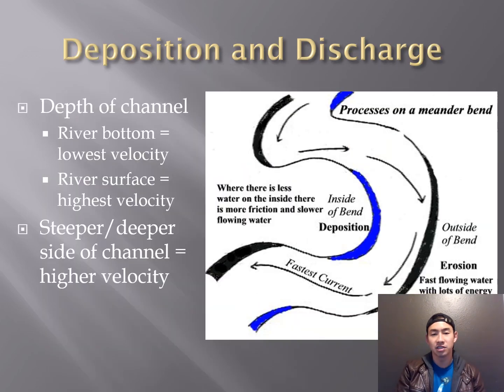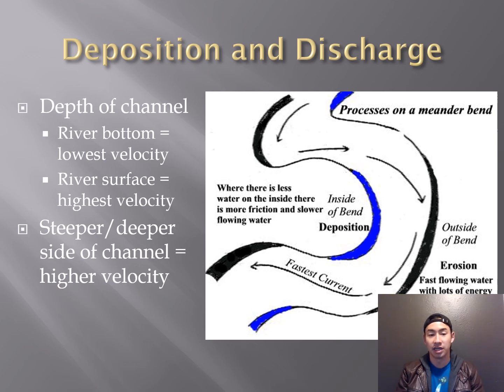Okay, so deposition and discharge of the river. In the figure here, we have a meandering river, and on the black portion of the figure, we have erosion, and that sediment that is being eroded will be deposited in the blue section. So it's going to be on the inside of the bend of the river is where we have deposition. On the outside bend of the river, we have erosion.